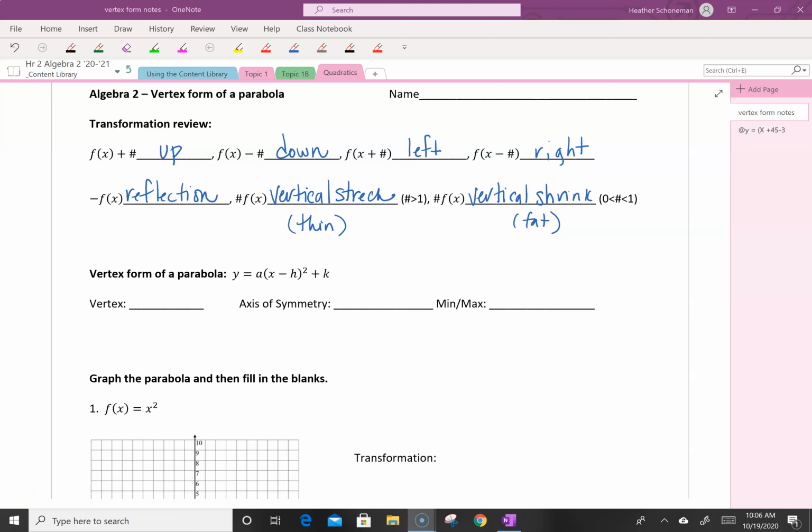Topic 2 in Algebra 2 is all about quadratics. So everything that we're going to graph is a parabola. Today we're going to focus on the vertex form of a parabola. And to be able to do that, we need to remember our transformations.